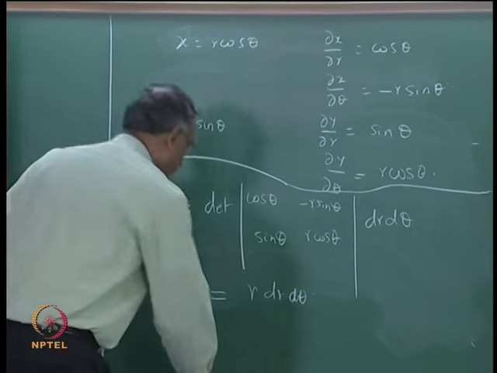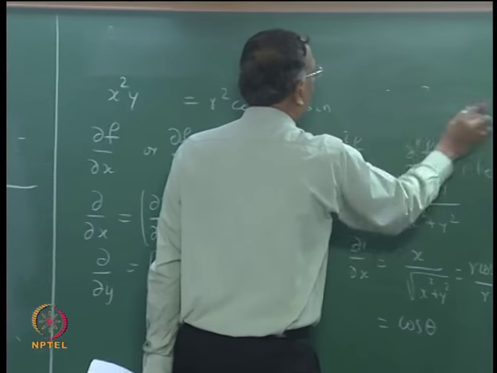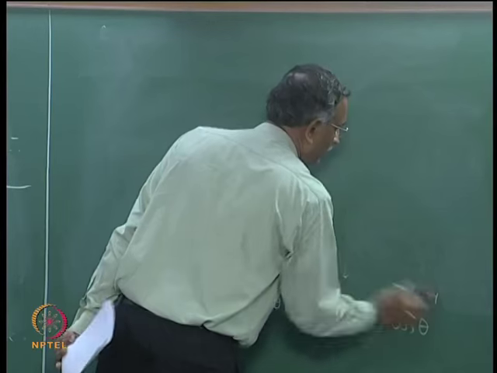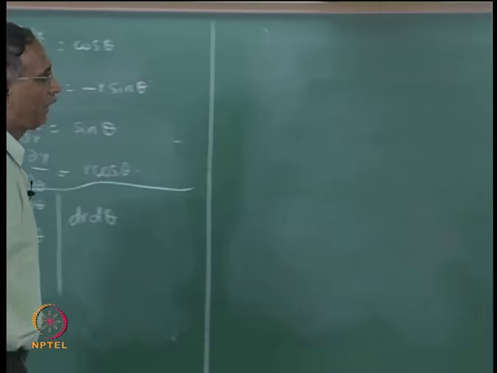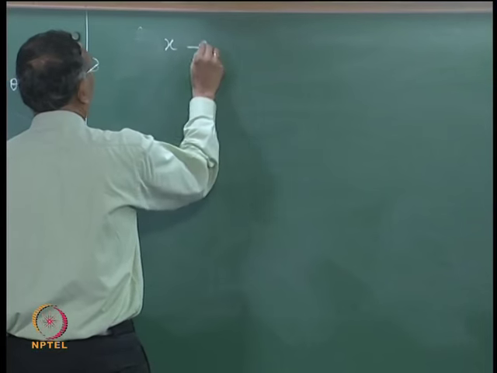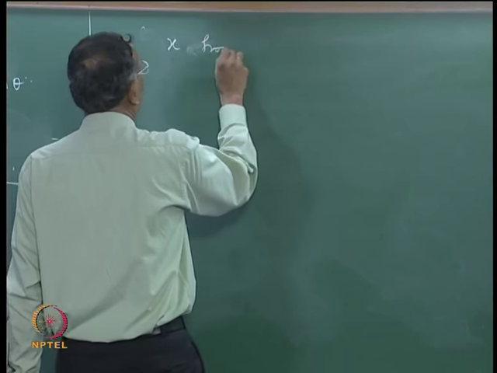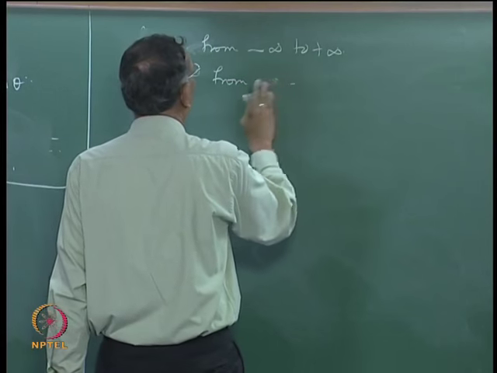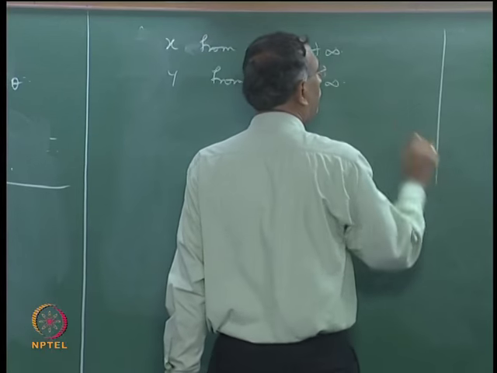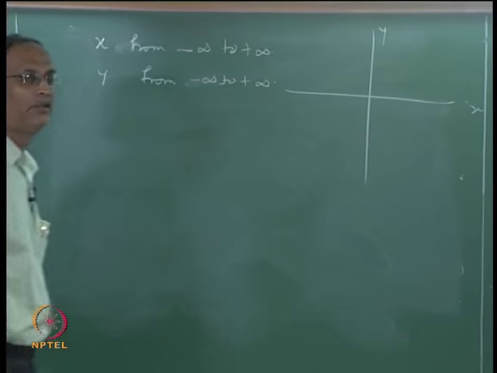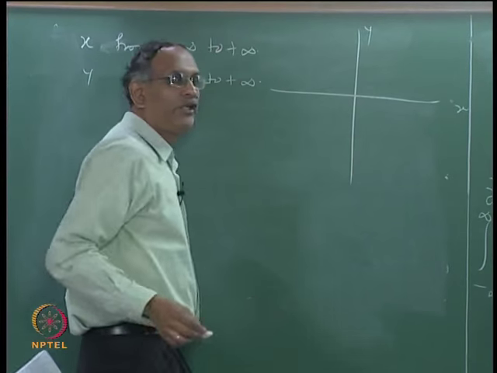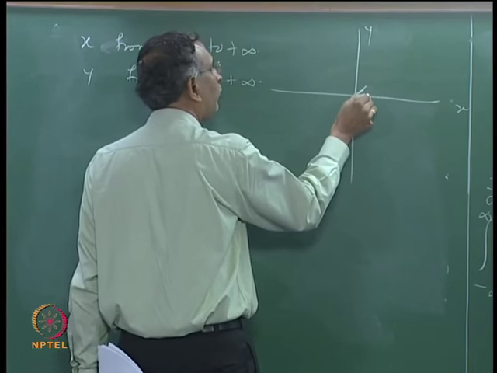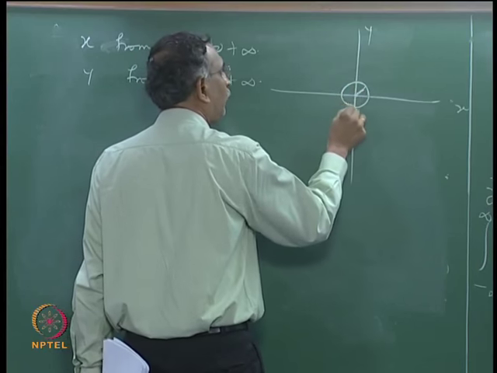The last thing is the transformation of the limits. With that, our idea of doing this for the two dimensions is taken care of. So, x from minus infinity to plus infinity, and y from minus infinity to plus infinity, essentially means integration over the entire plane of x and y. And you can, using r and theta, if you choose any value of r and do the theta integration from 0 to 2 pi, then you integrate over the circle.